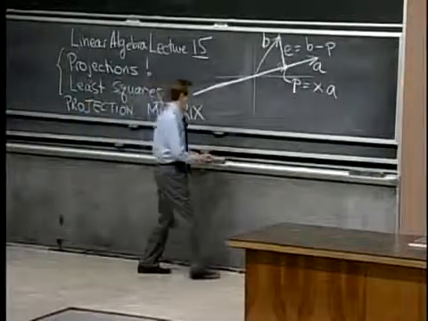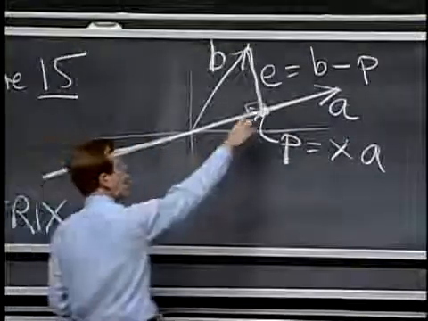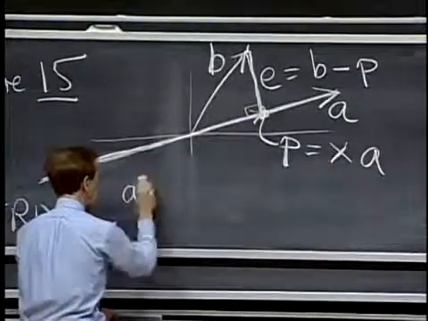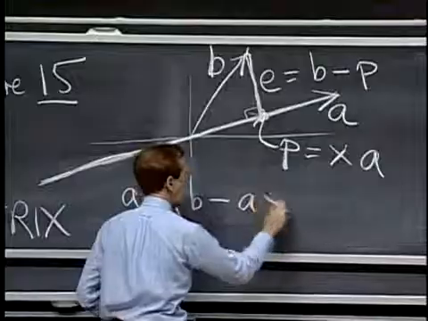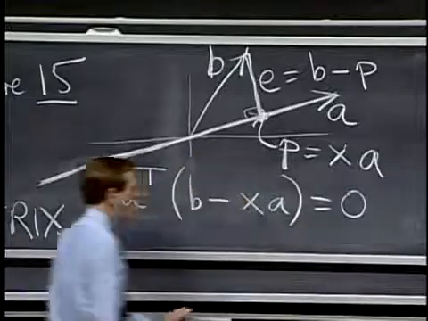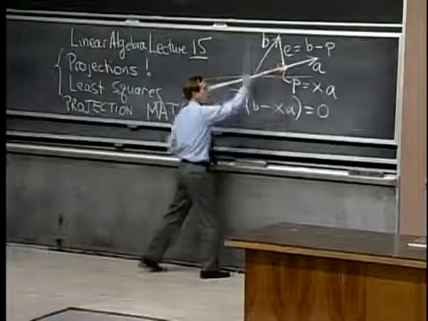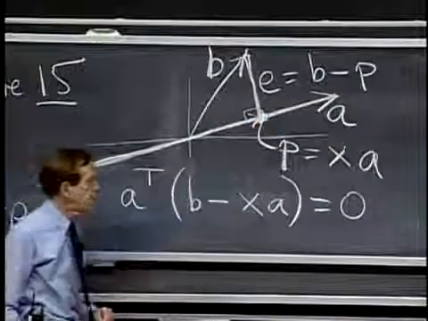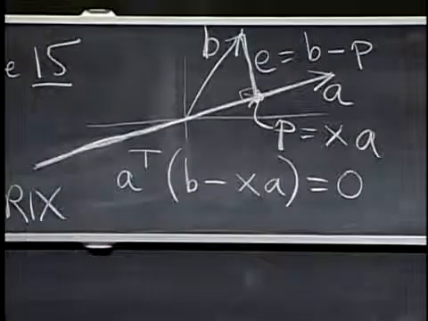Okay, the key to everything is that perpendicular. The fact that A is perpendicular to E, which is B minus xA. I don't care if that's xA. That equals 0. You see that as the central equation? That's saying that this A is perpendicular to this correction. That's going to tell us what x is. Let me just raise the board and simplify that, and out will come x.